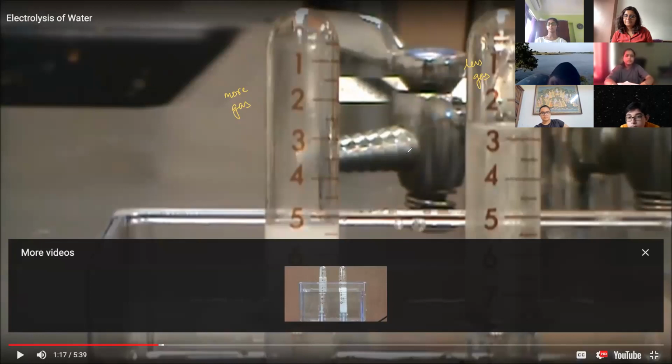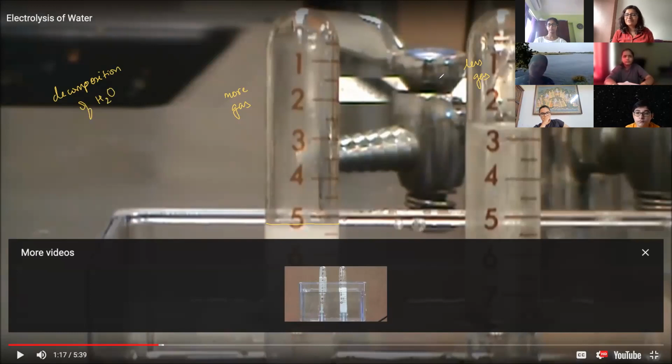Ma'am, the one that is positively charged will have a faster movement rate because both hydrogen and oxygen are negatively charged, so opposite charges. No, that is not the reason, Arna. Good try, but no. You can figure it out based on the quantity itself. I think the lesser one will be oxygen, and the more one will be hydrogen. Or is it the other way around?